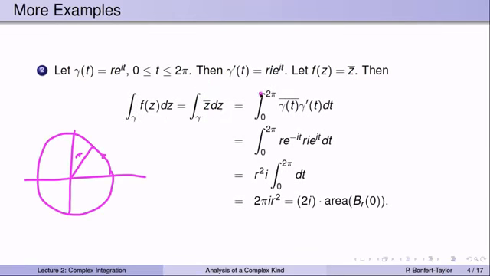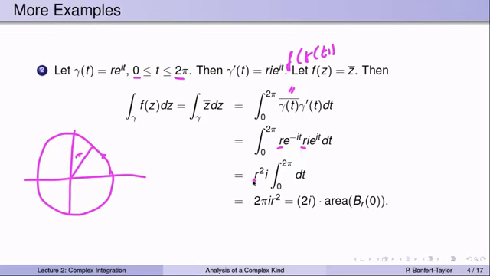And we know what we have to do is look at f of gamma of t times gamma prime of t and integrate that over the bounds from 0 to 2 pi. So we get the integral from 0 to 2 pi. This is f of gamma of t. And since gamma of t is r e to the it, we have to take the complex conjugate of r e to the it. So here's the complex conjugate of gamma of t, and then we have to multiply by gamma prime of t. The complex conjugate of r e to the it, we looked at that a while ago, that's r e to the minus it. And the derivative of gamma is r i e to the it.